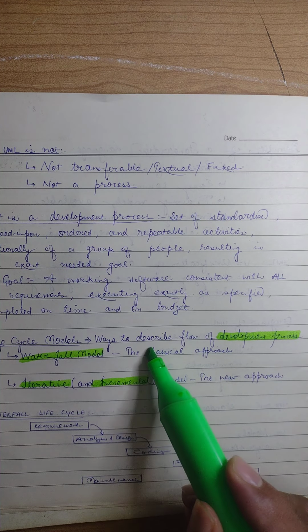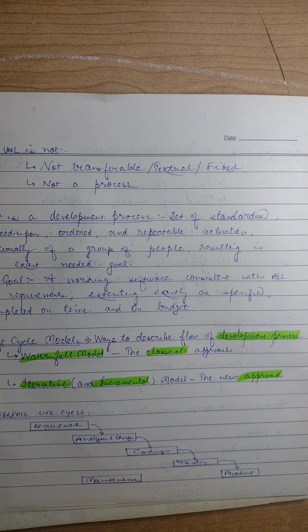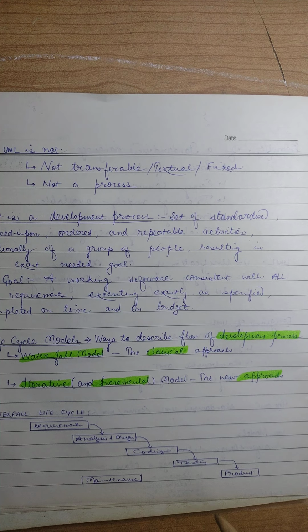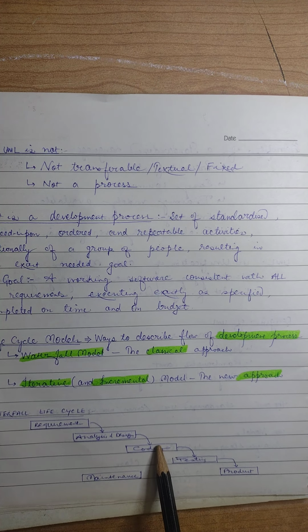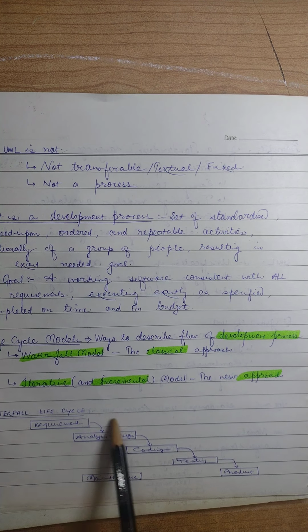Waterfall model is called the classical one, and this is called the new approach, or something like that. Why it is called waterfall, maybe I'll cover in some other video or lecture, but in brief I have shown the diagram here. So if you see, waterfall life cycle model: requirement analysis and design, coding, testing, product, and maintenance also. So here you can write like this.